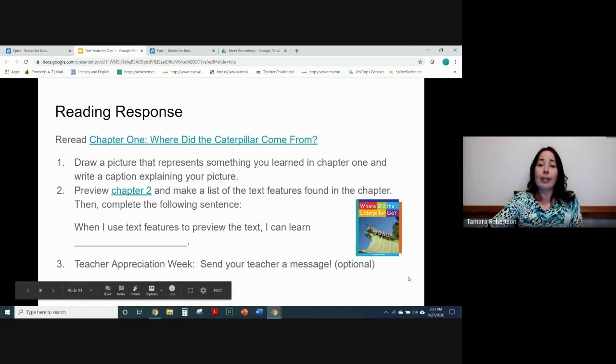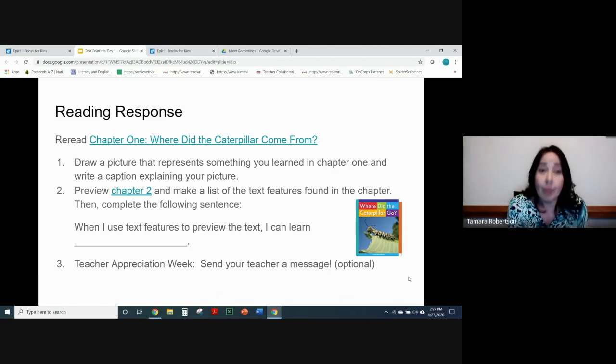Number 3 is special. I'm going to tell you a little secret. This week is Teacher Appreciation Week. This is the week you tell your teacher how much you care about them, how much you appreciate them. And since we're not with our teachers right now, it's probably a good time to reach out to them because I know they miss you guys so much. So this one's optional. You don't have to do it, but I think you would enjoy it, and I think your teachers would love it if you did it. I want you to send your teacher a message. And we're going to get into that a little bit more.